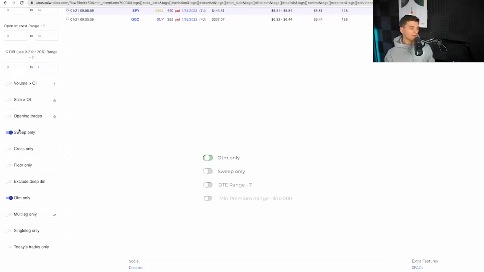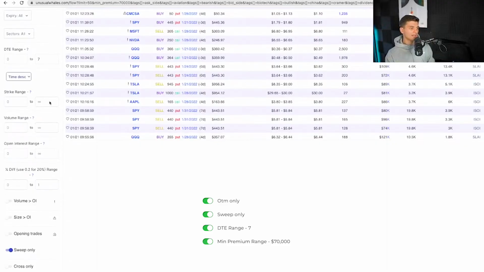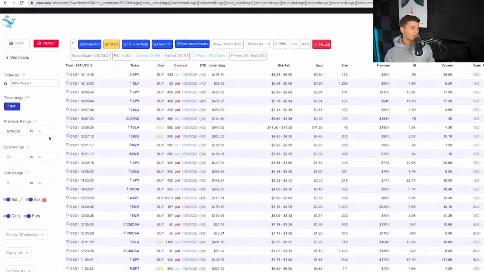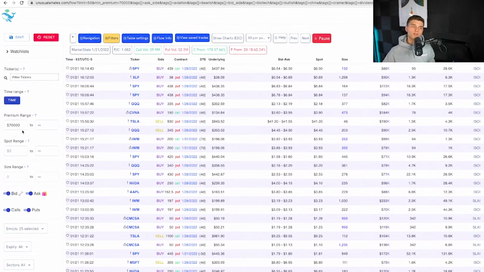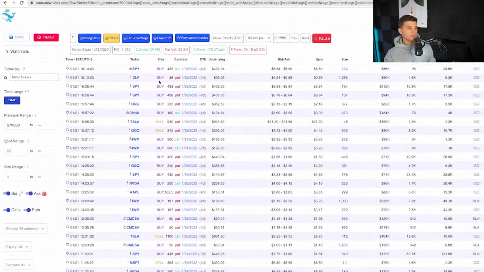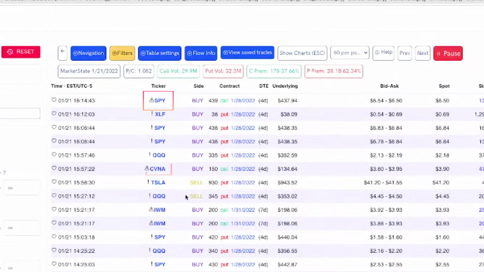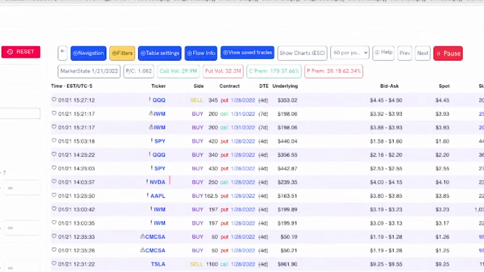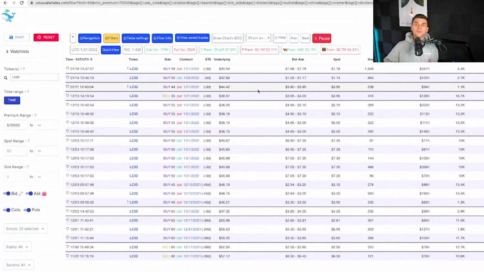So again, I have out of the money only, sweep only, data expiration is 7, and obviously, minimum premium range at 70,000. Once you set those filters, you're going to see all those trades that came in from this past Friday. It's going to be on a variety of tickers, right? We have some S&P 500 trades, a Carvana trade, Tesla, IWM, right? These are indexes, NVIDIA, QQQ, right? Tesla, Apple, etc.